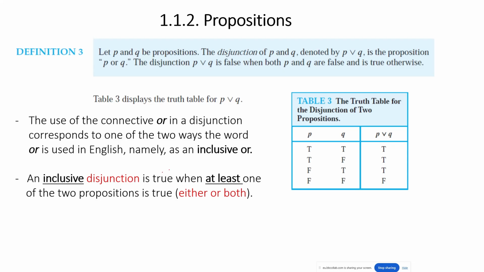The one maybe you're not familiar with is the inclusive disjunction. Even the name is a bit confusing, but actually it's called inclusive because it includes. It's true if one of them is true, and it includes all the possibilities. So if one of them is true, it's true.